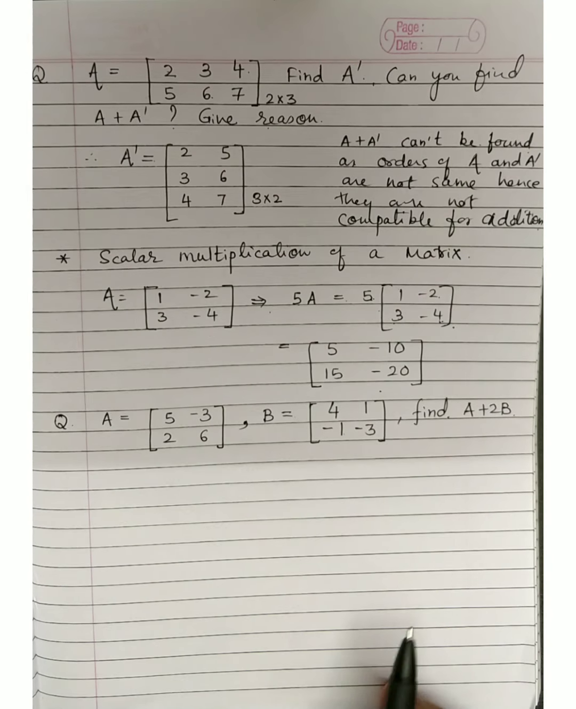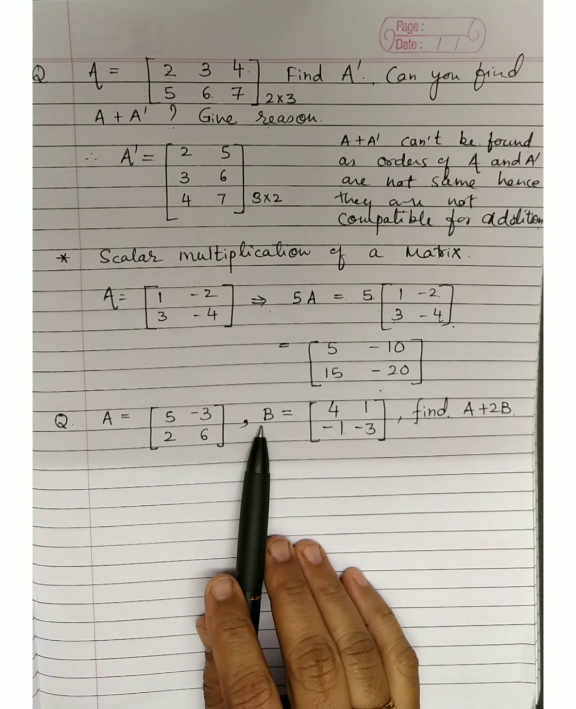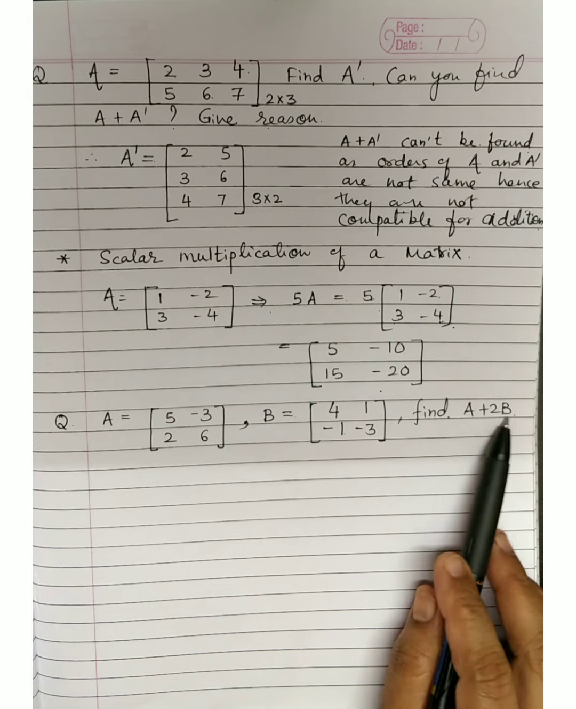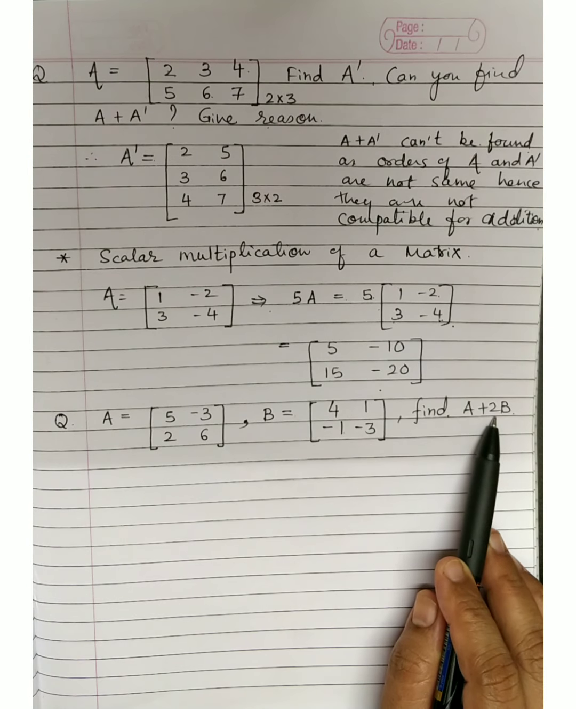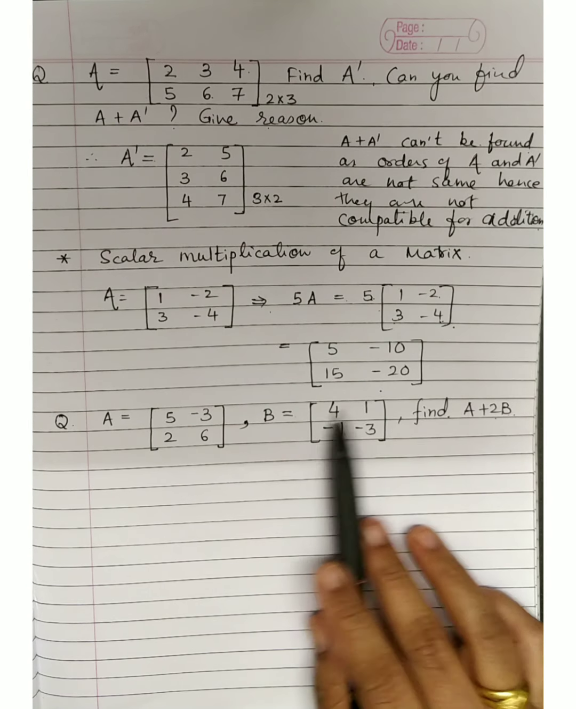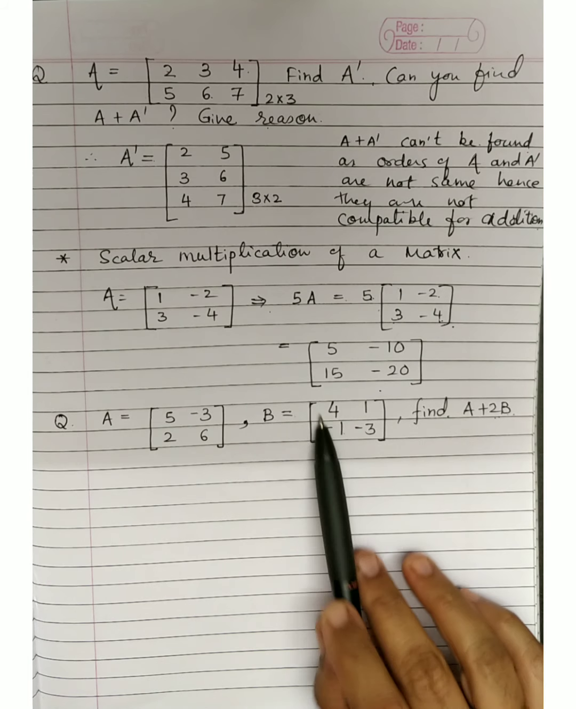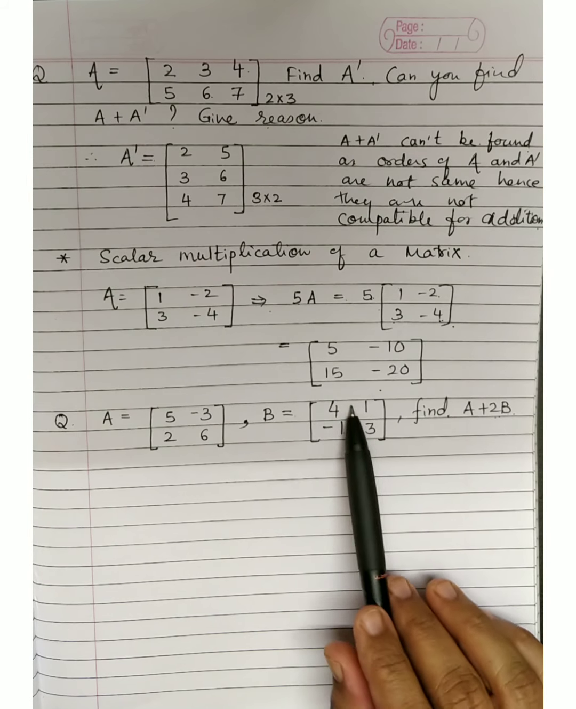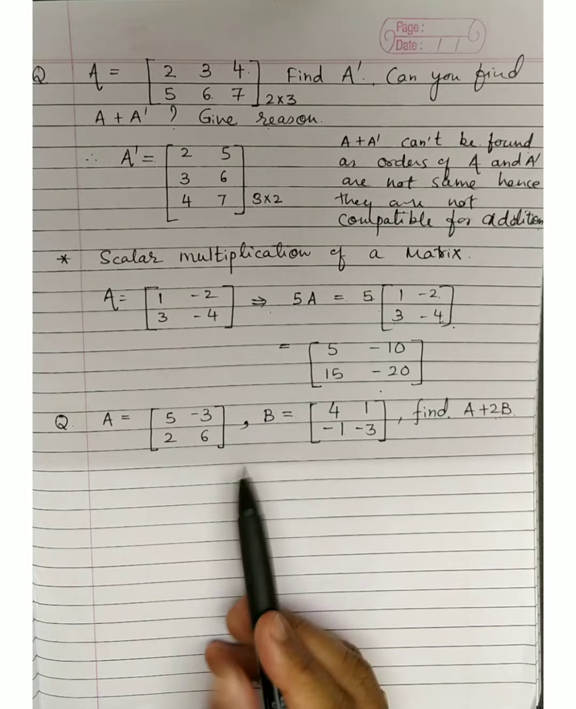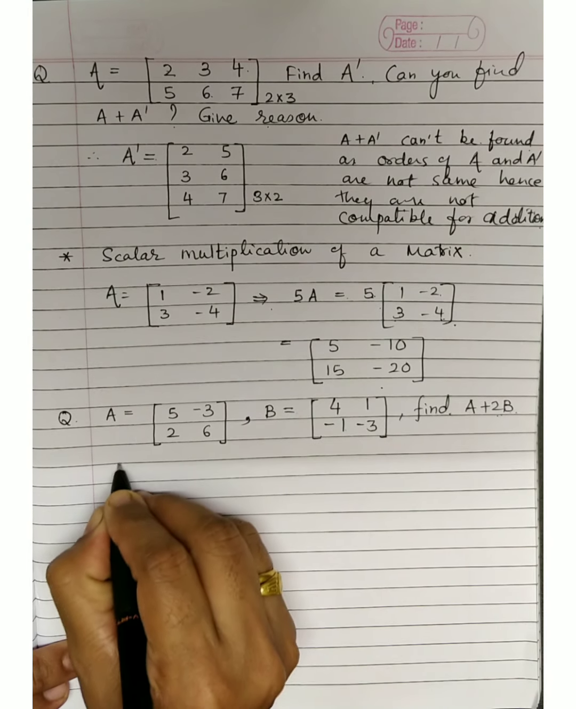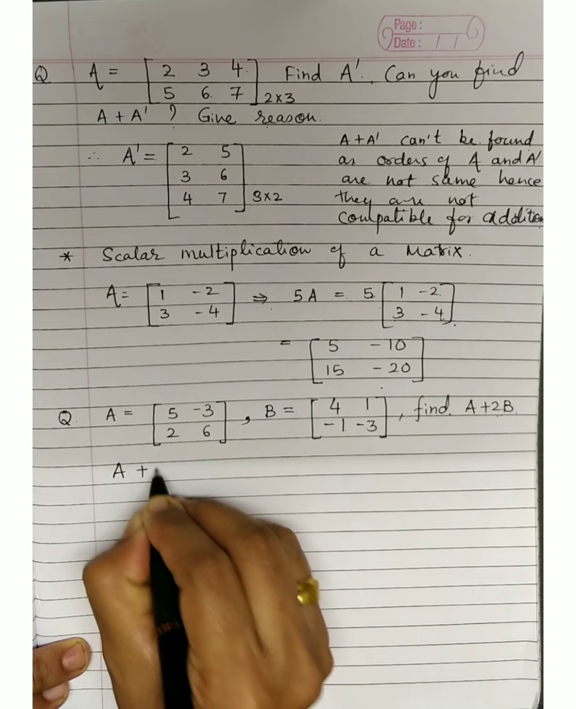See another simple question here. Matrix A is given, B is given, and you have to find A plus 2B. So what is to be done here? Matrix B will be multiplied by 2. Will be multiplied by 2 means each element of matrix B will be doubled, multiplied by 2. So let's find A plus 2B.